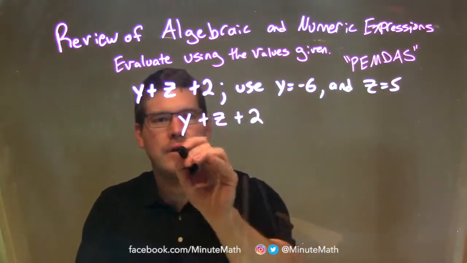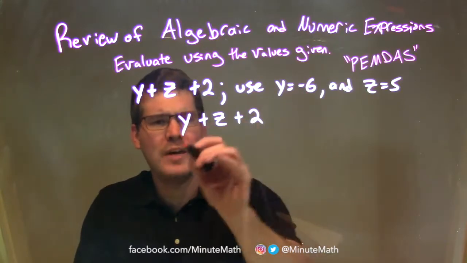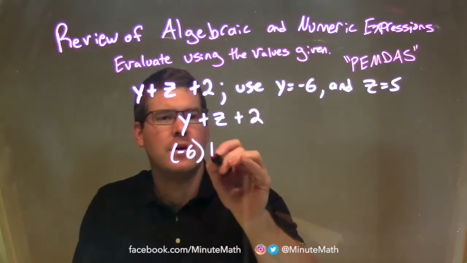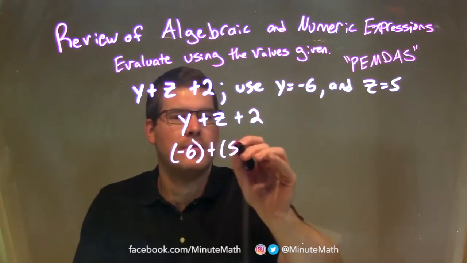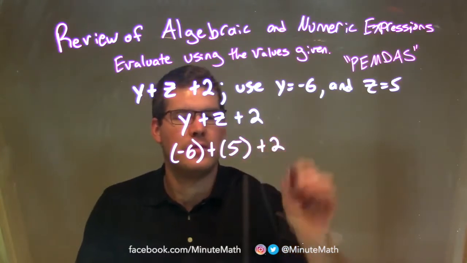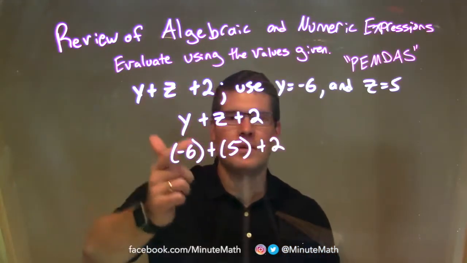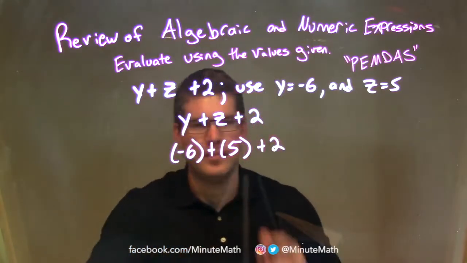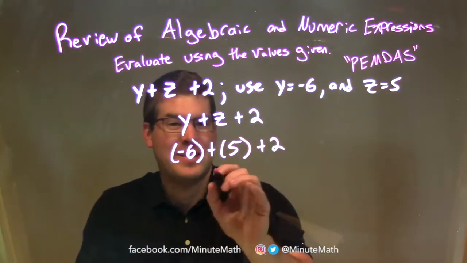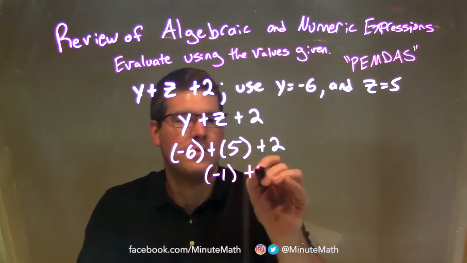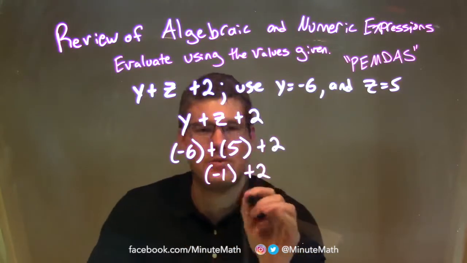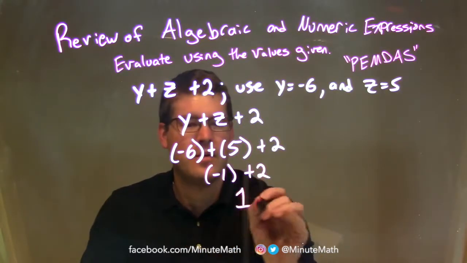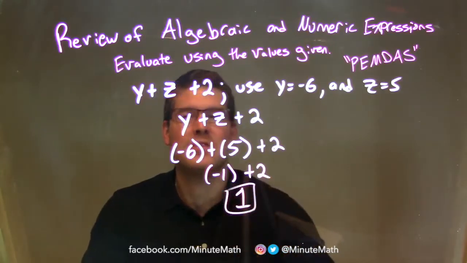So let's put parentheses around it when I substituted it. Y is a negative 6 plus z, which is a positive 5, and then bring on plus 2. Okay? So now, once I substitute that in, negative 6 for y and z to be a 5, I then just simplify. Negative 6 plus 5 is a negative 1 plus 2, and negative 1 plus 2 is a positive 1. And so our final answer here is just a positive 1.